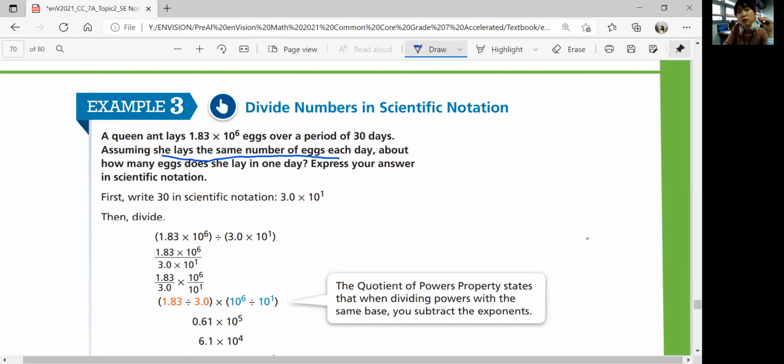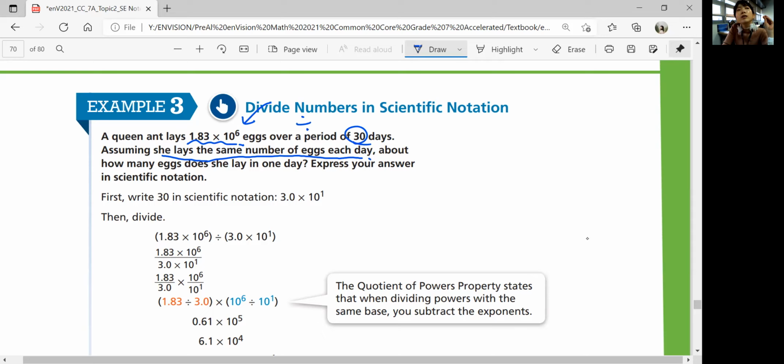That's important. In real life, it's really hard to lay the same number of eggs each day, even in nature, because they're not robots, right? But we're assuming that she lays the exact same number of eggs each day. So we're going to multiply this number by 30 because that's for a period of 30 days, right? Oh, wait. That's the total she laid over 30 days. So you're going to divide that by 30.